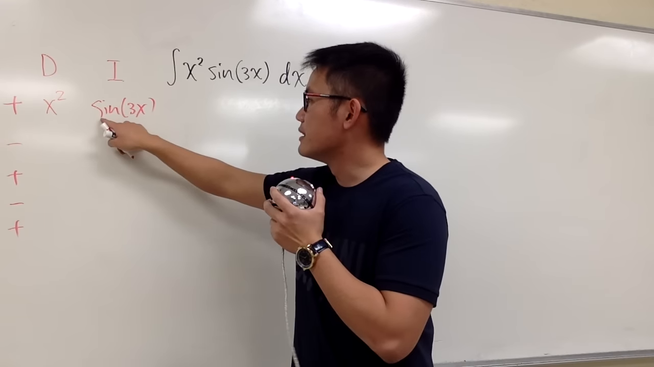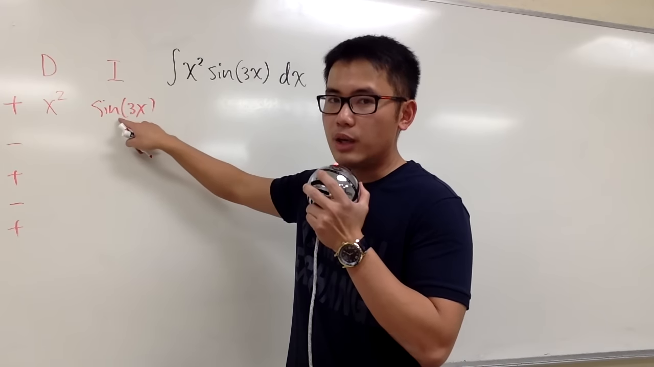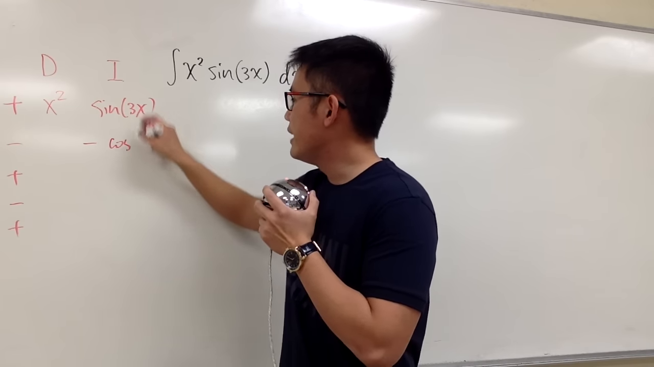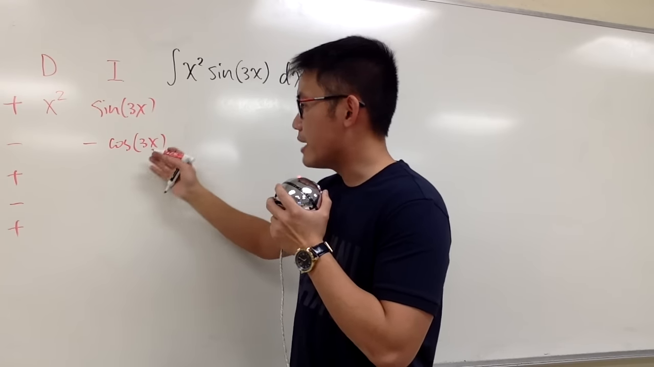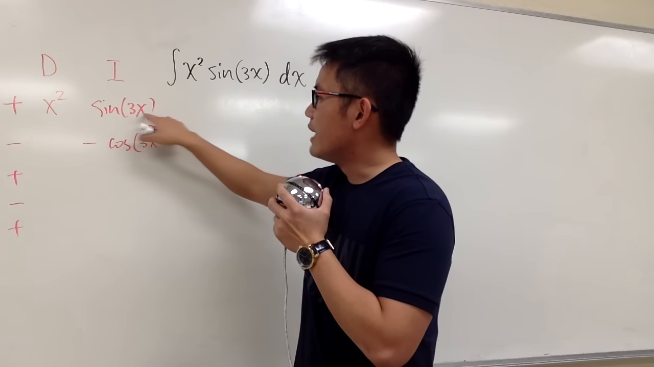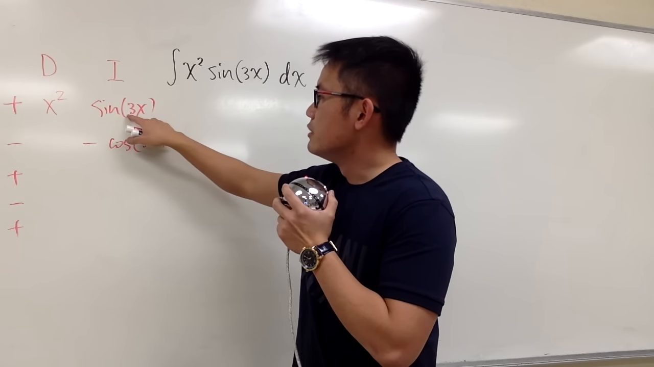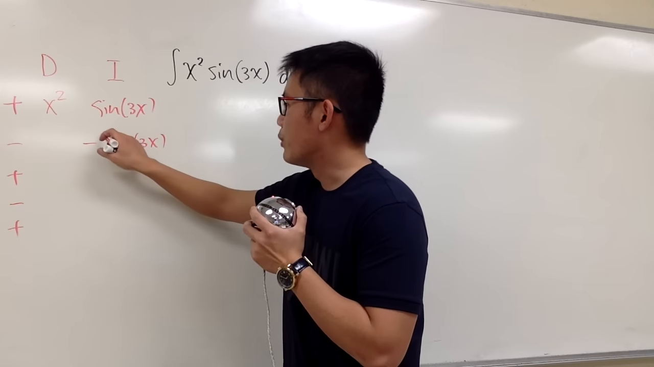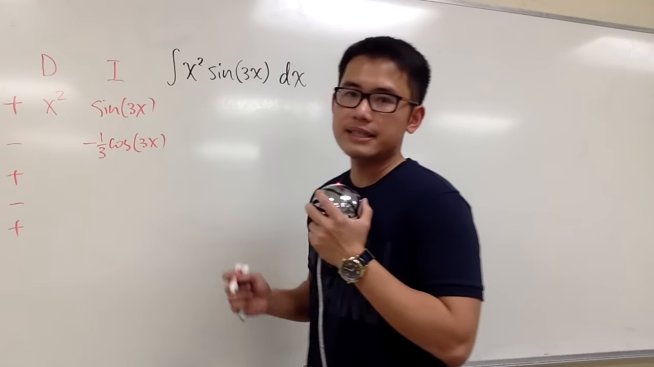Let's integrate sine of 3x. The integral of sine is negative cosine. And the input is the same, 3x. But then we have to divide by the derivative of the inside. For 3x, the derivative is 3, so we have to divide by 3. So I will put down a 1/3, like that.